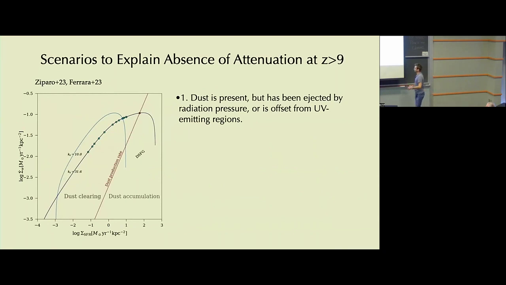I'll just briefly touch on two that we've heard a lot of that have appeared in the literature over the last year or so. One is that we've heard from Andrea a lot that dust is present, but it has been ejected by radiation pressure in these objects or is offset from the UV emitting regions. So this might explain how some of these objects, quite luminous, maybe quite massive, appear fairly blue.